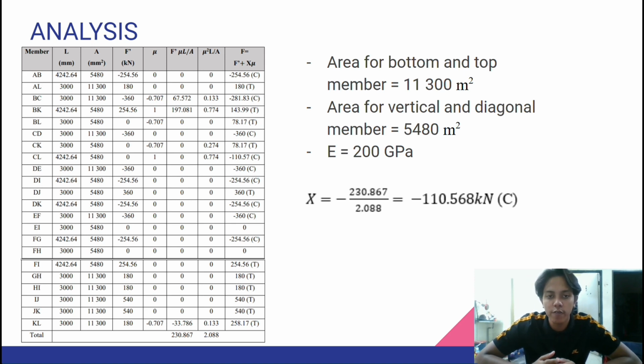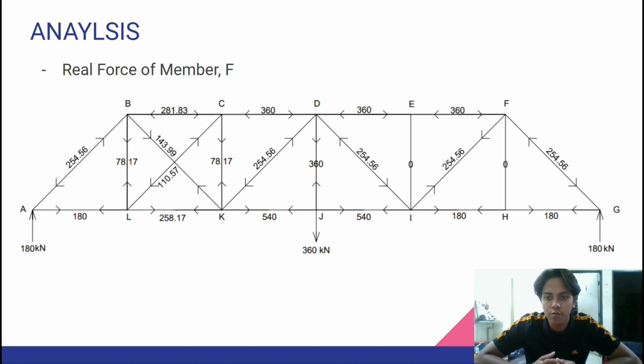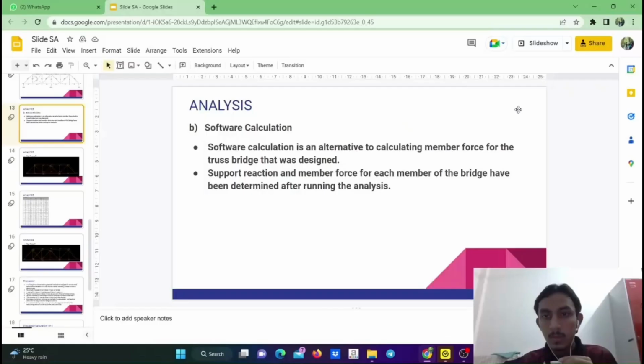So to find the value of S, we use the formula negative total of this divided by total of this, and then we get the value of S is negative 110.5 kilonewton. So since the value is negative, that means the member CL has compressive force. Lastly, we calculate the real force of the member at this last column and redraw the truss with the real force of the member. So that's all from me.